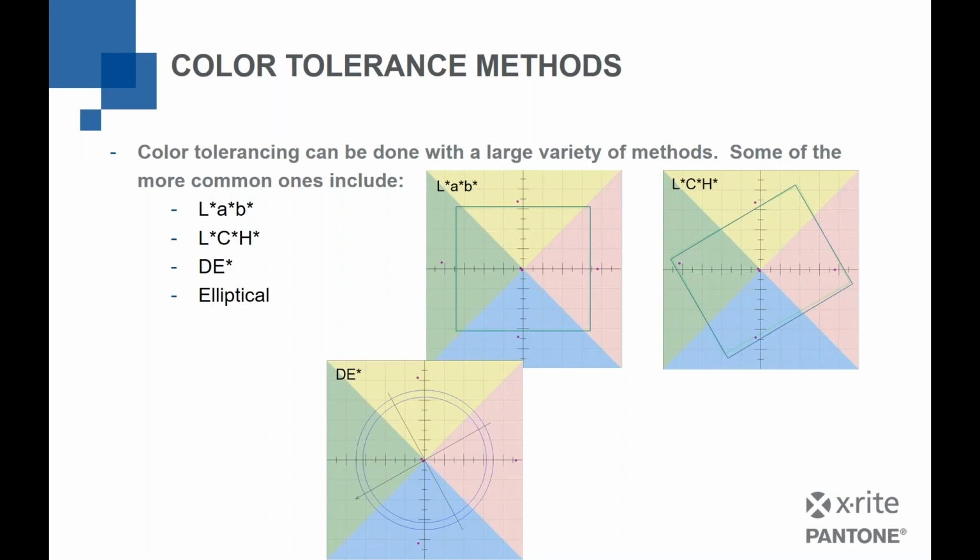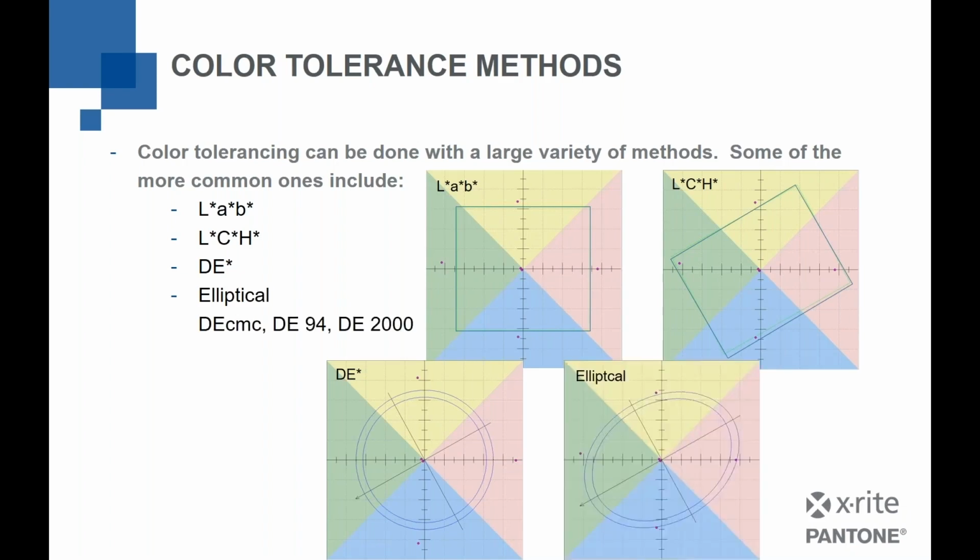And then the third type are what we call elliptical tolerances, and there are several different flavors of those: Delta E CMC, Delta E 94, Delta E 2000. Each of those are some progressions in the mathematics and the algorithms used to calculate these tolerances, but essentially all three of those use this elliptical kind of tolerance. What's unique about those is that these tolerances, depending upon the color that you're measuring, will change. The math will cause it to change its shape and its size to agree really well with human vision.